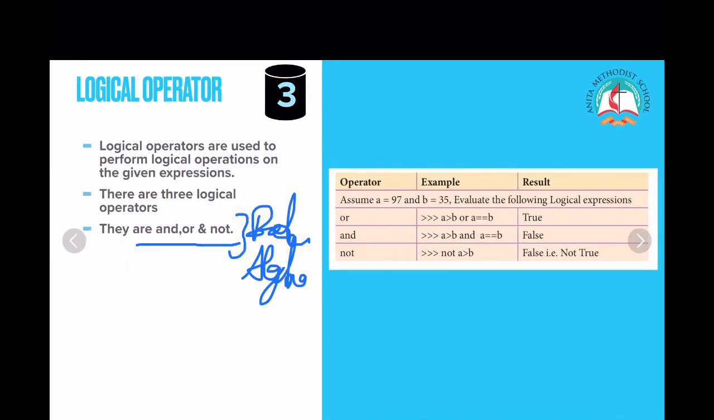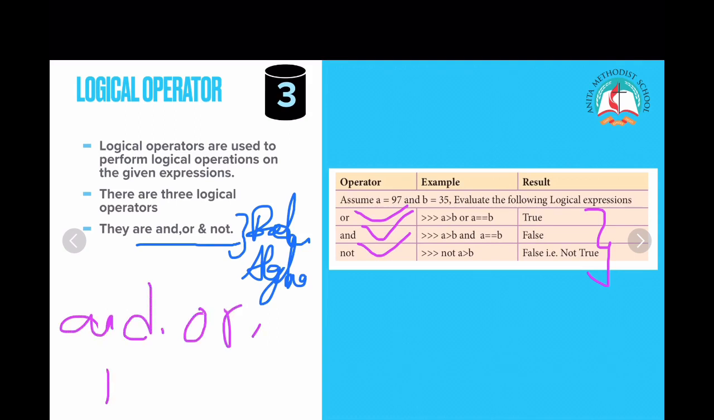Now let's see an example for it. And, or, and not. The condition may be true or false. Obviously not will make a true condition false. So and, or, and then not are very important. That is the logical operator. We'll have an example coding for it now.